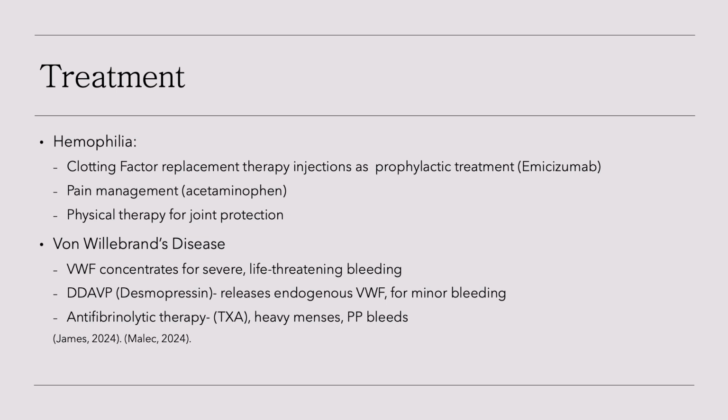For von Willebrand disease, the treatment is for severe life-threatening bleeding. You can use von Willebrand factor concentrates. You can use desmopressin. That has been seen for minor cases of the disease. Desmopressin releases endogenous von Willebrand factor, so that can help, again, for just minor cases. And then antifibrinolytic therapy, like TXA, can help with heavy menses or postpartum bleeds.